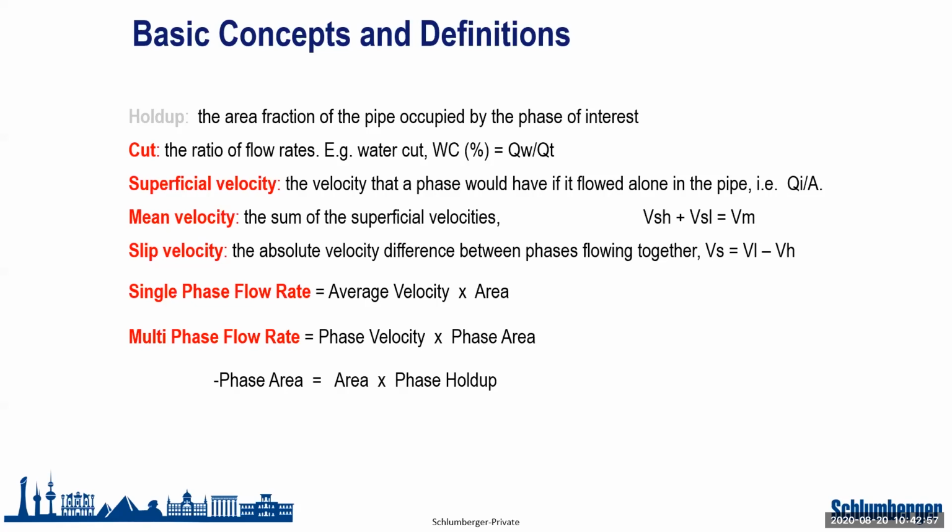Then you have the single phase flow rate, which is calculated by the average velocity times the area. And the multi-phase flow rate is phase velocity times the phase area, okay? And the phase area, as we mentioned, hold-up is the area fraction occupied by the phase of interest in the pipe. So phase area is equal to the total area times the phase hold-up.